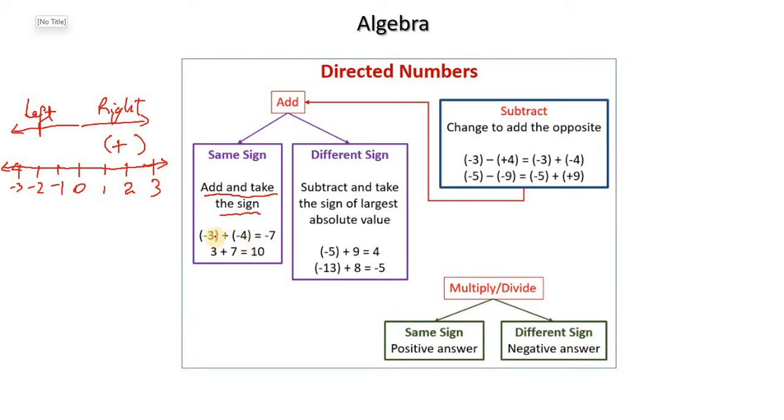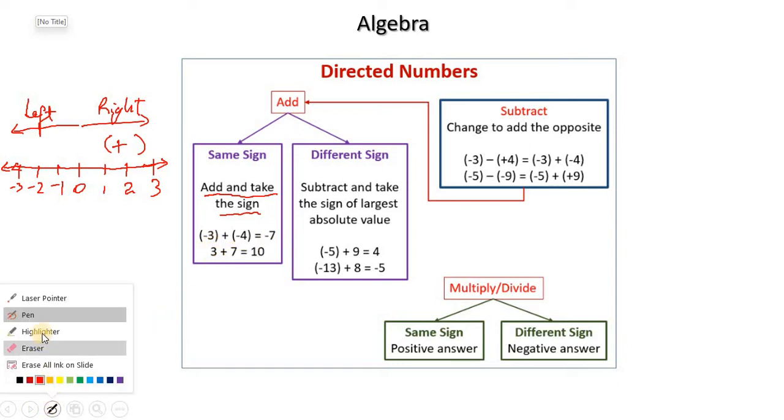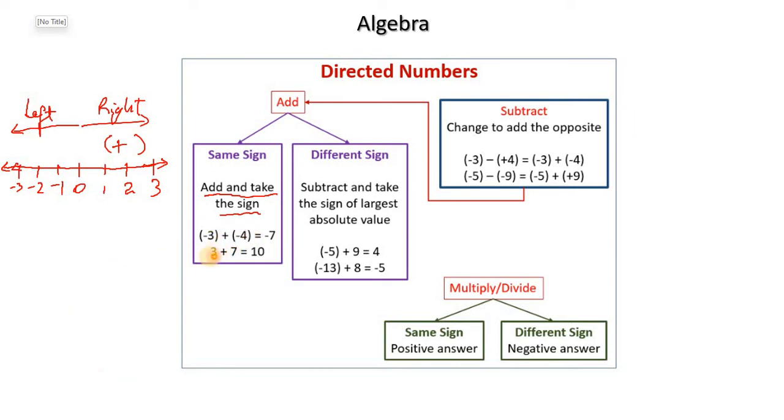Yeah, that's right. So let's say we add negative 3 to negative 4. What should we do? It would be -7. So we add the 3 and the 4, get 7, and take the negative sign. Or a better word probably is to keep the sign. So if we add positive 3 to positive 7, it's going to be 10. So we basically add and keep the sign.